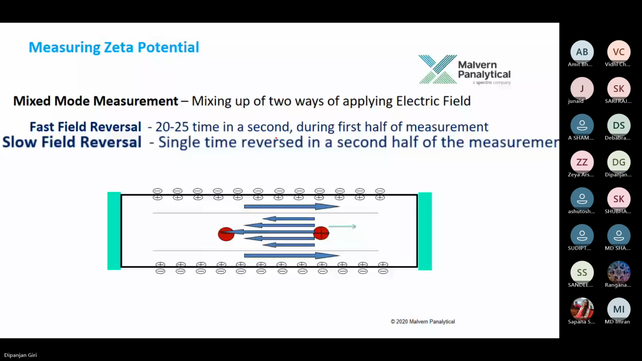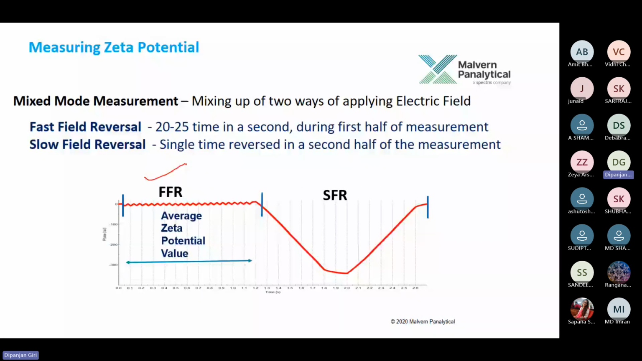So you will come up with this kind of graph. The fast field reversal will give this average zeta potential value, and the second half, that is the slow field reversal, will give the distribution of the graph. But sometimes when you are measuring the data, you will get only the zeta potential value. We may not get the distribution graph.